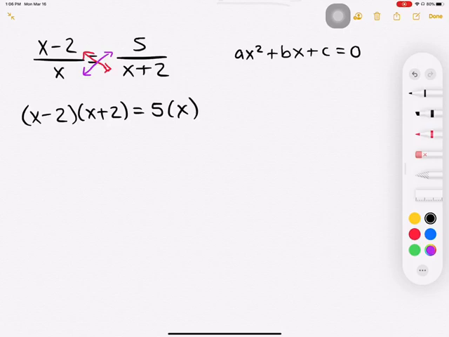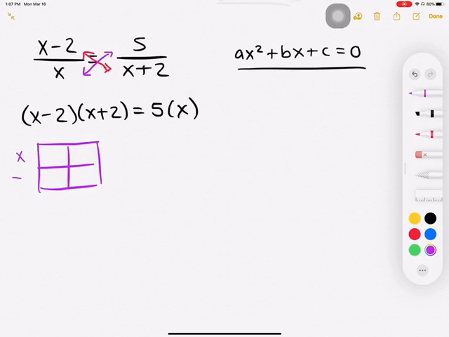So let's see what we can do here. Remember that the goal is to set this equal to ax squared plus bx plus c equals 0, or make it look like that. So let's do some quick foiling in here. You can do the little square if you want, for x minus 2, x plus 2, and we're going to start filling up the square. That's x squared, 2x, negative 2x, and negative 4. So if we combine the like terms in the middle, those are going to cancel out. So the result from foiling this is going to be x squared minus 4 equals 5x.